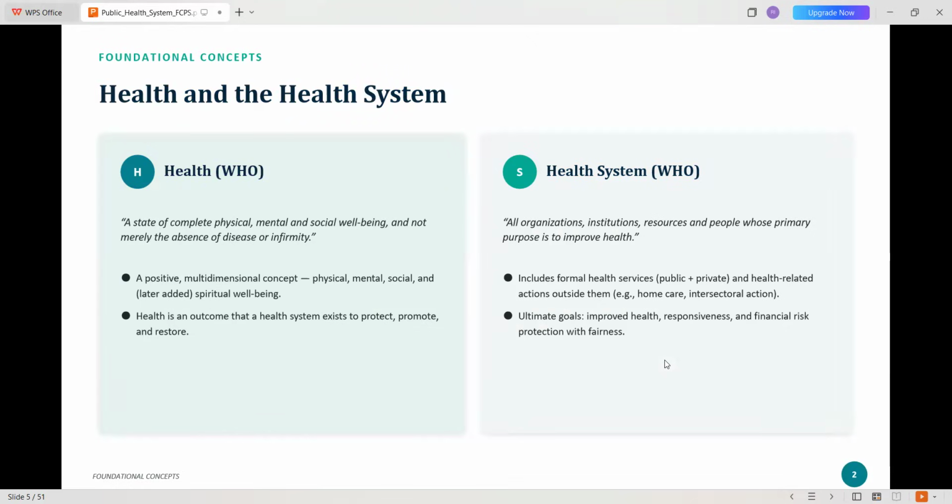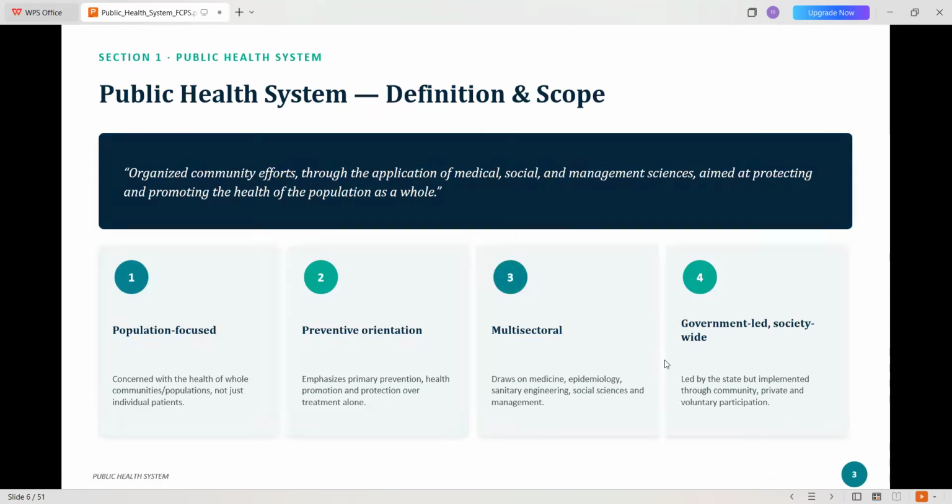Health system, according to WHO, is all organizations, institutions, resources, and people whose primary purpose is to improve health. It includes formal health services, which are public and private, and health-related action outside them. So the ultimate goals are improved health, responsiveness, financial risk protection, and fairness.